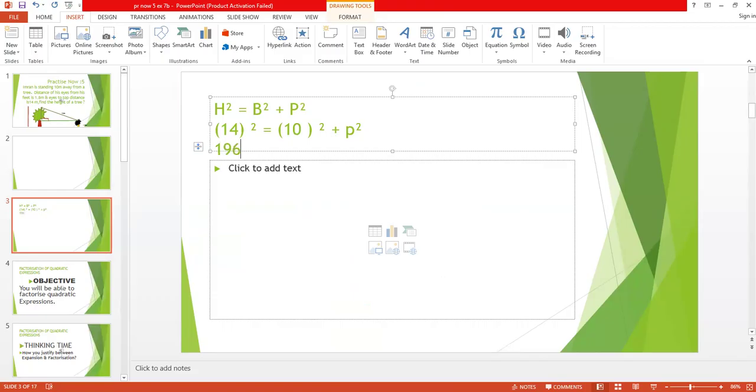196 is equal to 10 tens are 100 plus p square. I have to write p as it is. Now 100 from here I have to move to that side, so its sign will be changed into negative. So 196 minus 100 is equal to 96. So 96 is equal to p square.